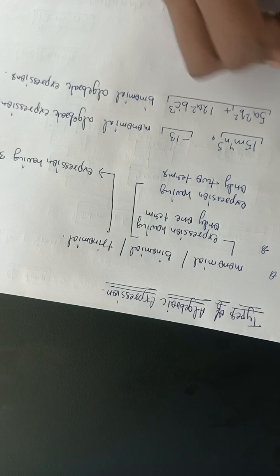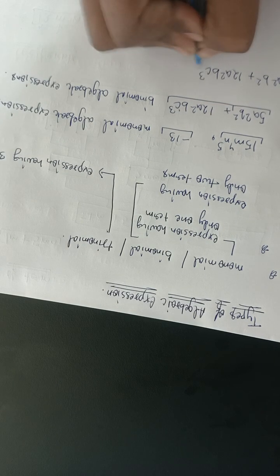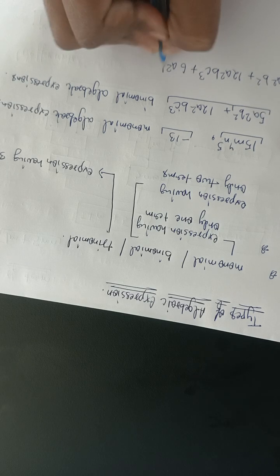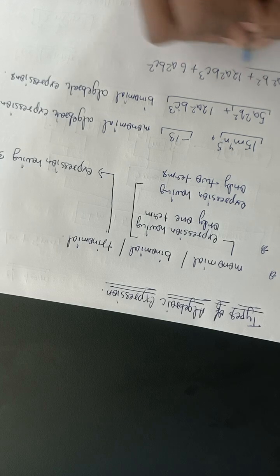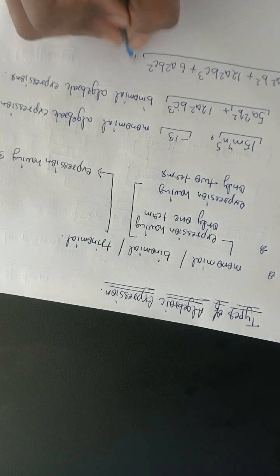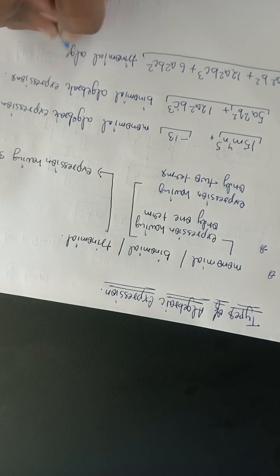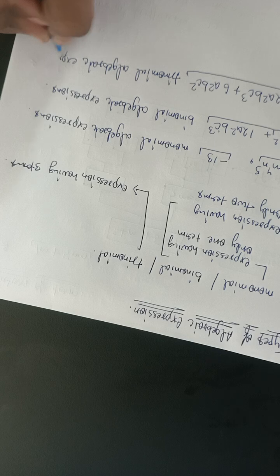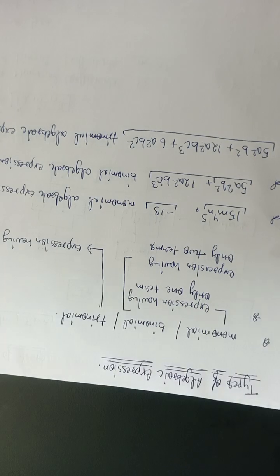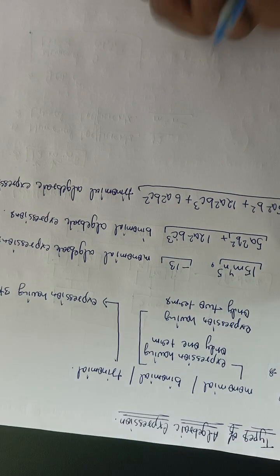And if it is 5a square b square plus 12a square bc cube plus 6a square bc square, here we have three terms, so this is a trinomial algebraic expression. Understand? These were the three types of algebraic expression.